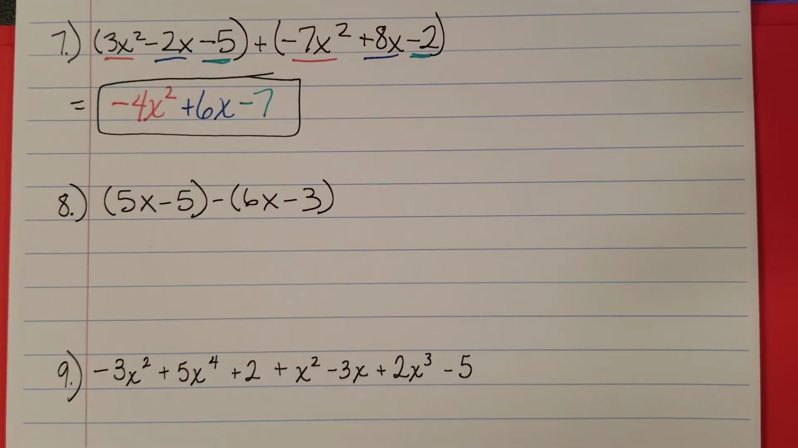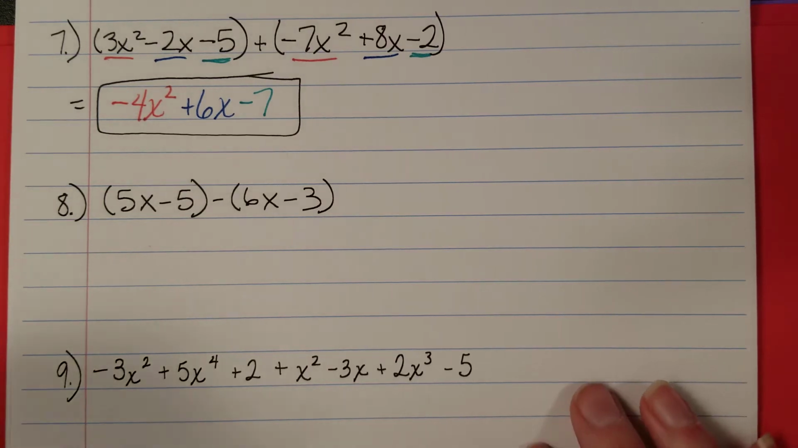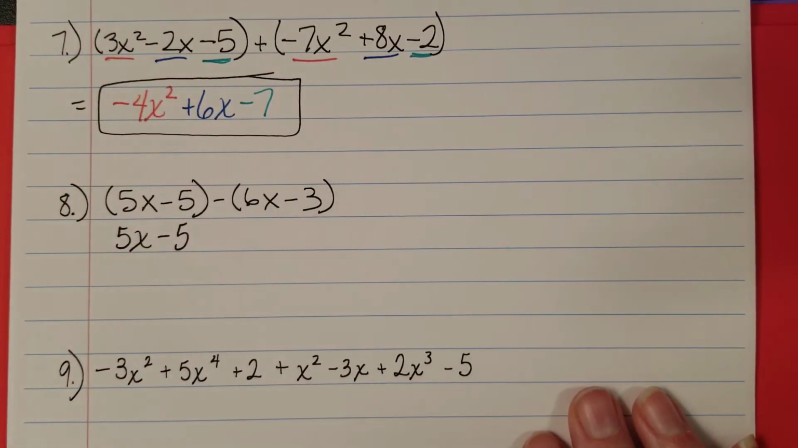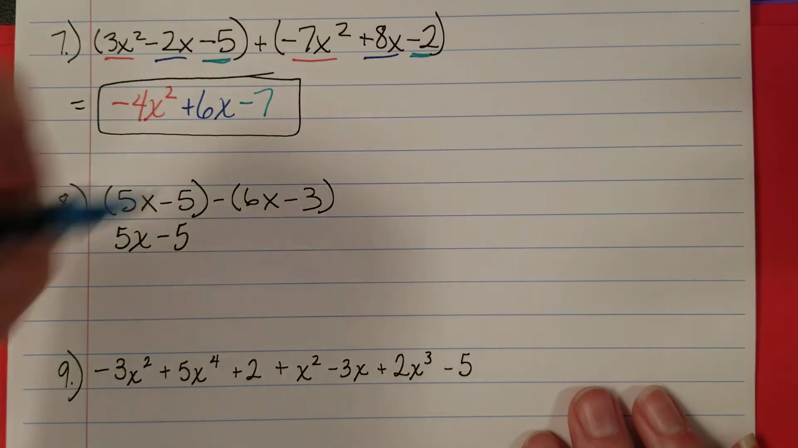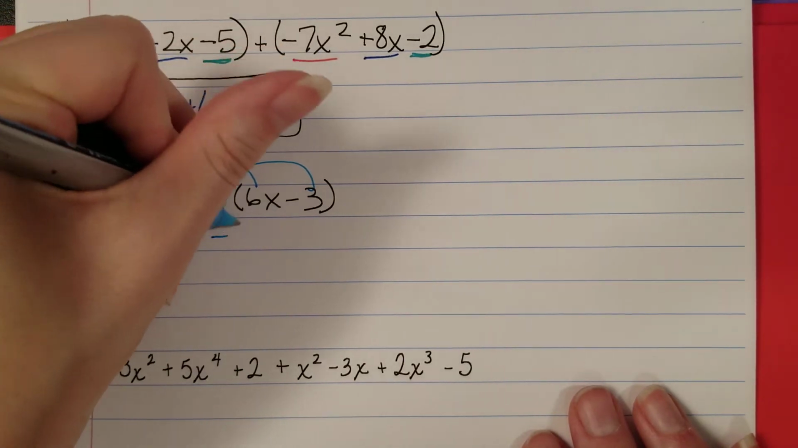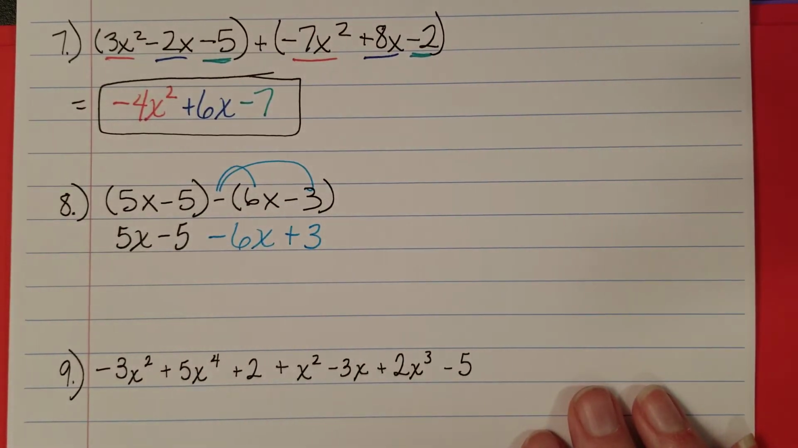Okay, all right, now on number 8, we are subtracting. So the parentheses on the first polynomial aren't really doing anything, so I'm just going to bring down 5x minus 5, but then I've got to distribute the negative here. So that's basically my first step. So then that's going to be minus 6x plus 3, okay?